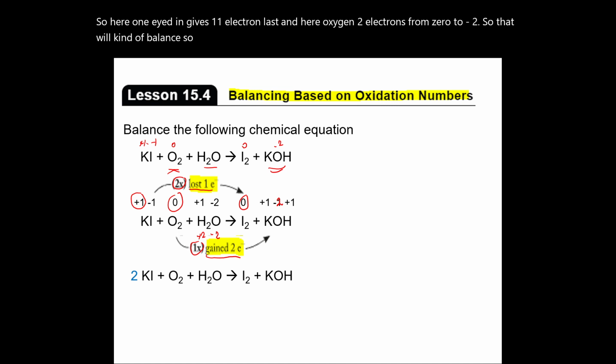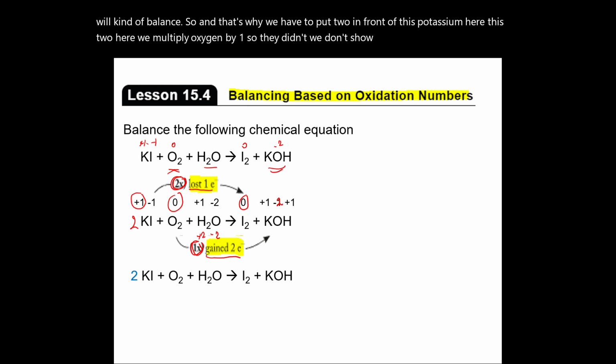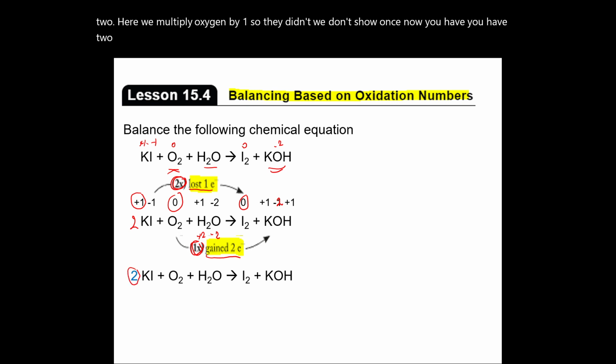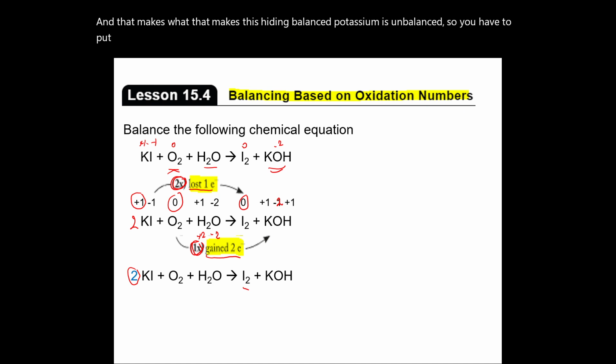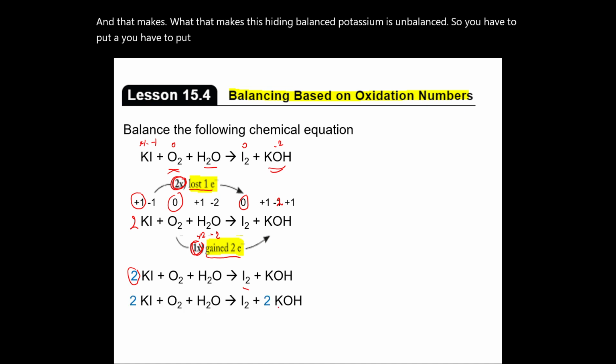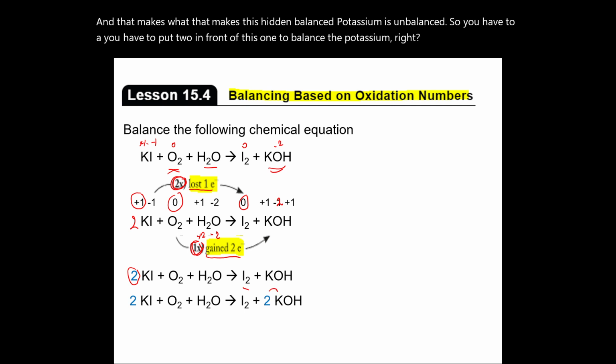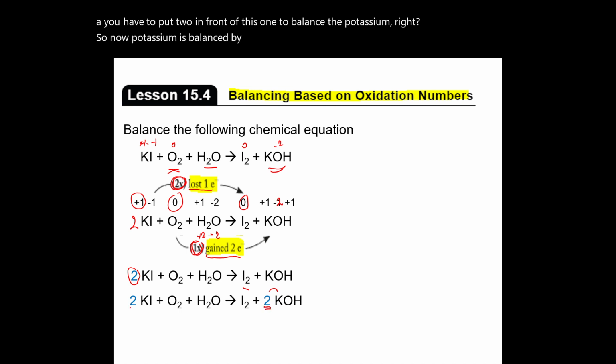So that's why we have to put 2 in front of this potassium iodide here. This 2 here. Here we multiply oxygen by 1, so we don't show ones. Now you have 2 here. And that makes this iodine balanced. Potassium is unbalanced, so you have to put 2 in front of this one to balance the potassium, right? So now potassium is balanced by putting this 2 because of this 2 here. So iodine, we got 2 here, 2 there.